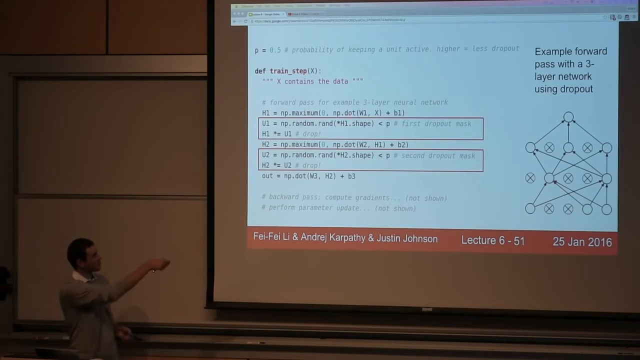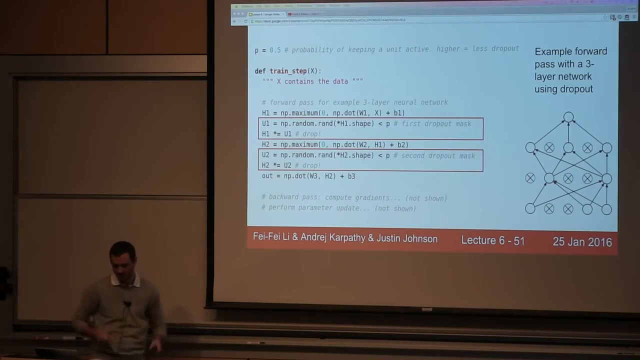Of course, this is only the forward pass. The backward pass has to be appropriately adjusted as well. These drops also have to be backpropagated through, so remember to do that when you implement dropout. It's not only in the forward pass that you drop, but in the backward pass you have to backpropagate through, multiplying by U2 and by U1. So you kill gradients in places where you've dropped a unit.